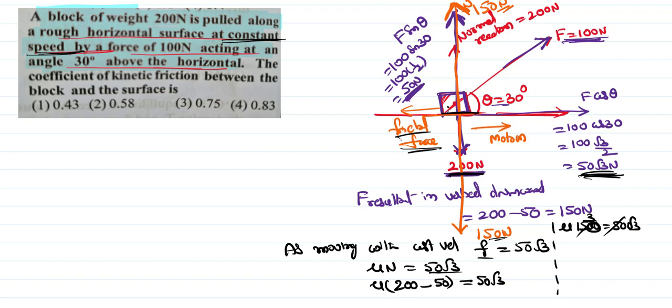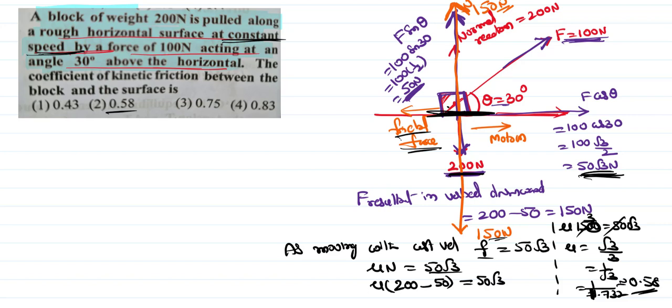This is 3 times. So mu equal to root 3 by 3. That is 1 by root 3. That is 1 by root 3, with root 3 being 1.732. If you calculate that value, it becomes approximately 0.58. That's the coefficient of friction acting between these two surfaces. That's how we have to solve the problem.